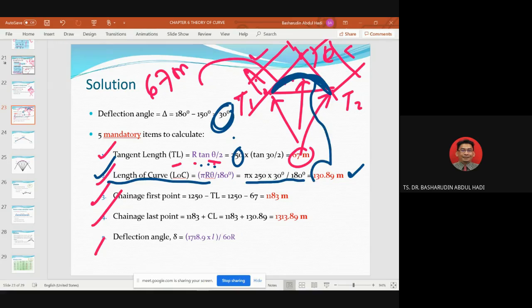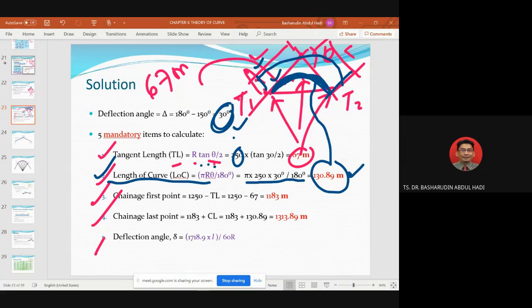This length is like this. So we calculate from here to here, not the chord, but following the curvature. So 130.89 meter is the length of curve, alright? And we already calculated the tangent length, 67 meter here, right? Now we have the length of curve. We know how to calculate the deflection angle, how you get 30 degree, not 150 degree, right?